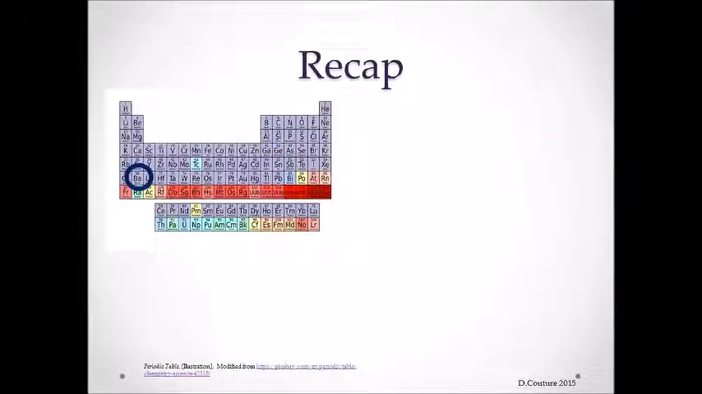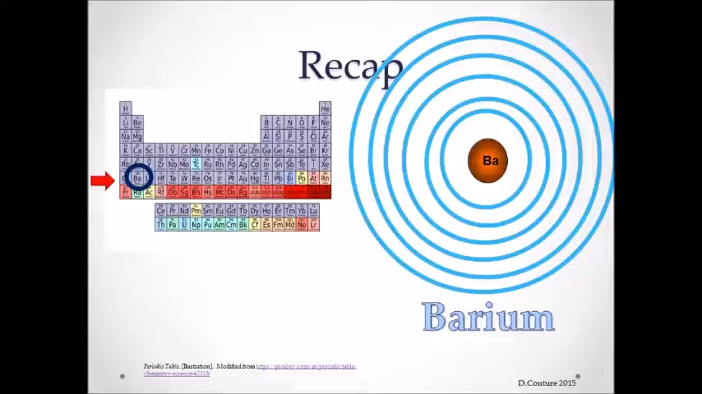Barium, for example, is located on the 1, 2, 3, 4, 5, 6th row, and therefore should have 6 circles around its nucleus. Please note, usually they won't ask you to draw anything bigger than the 20th element, or calcium, because it gets so cumbersome.